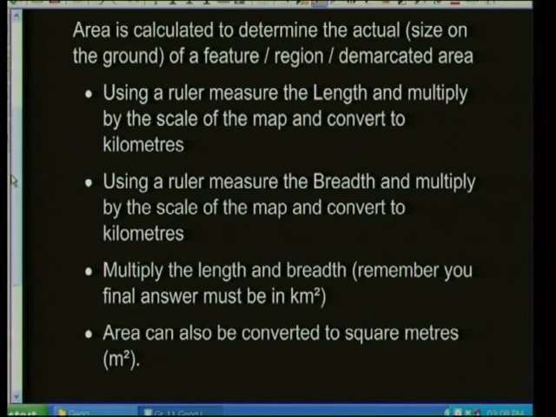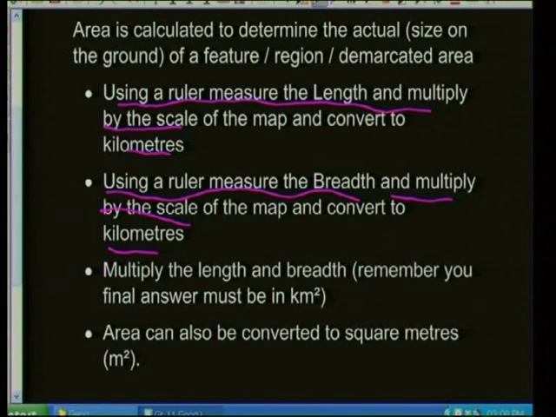Calculating area, same process. You use the ruler to measure the length and multiply by the scale, and you use the ruler to measure the breadth and multiply by the scale. If your answer requires it in kilometers, you convert to kilometers. If your answer requires it in meters, you convert to meters. Just be careful what the examiner is asking for.